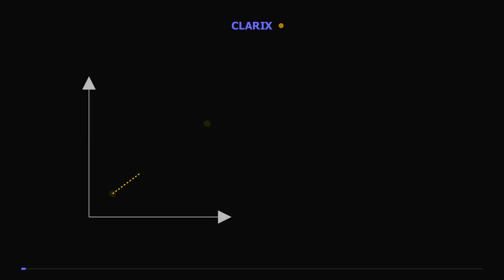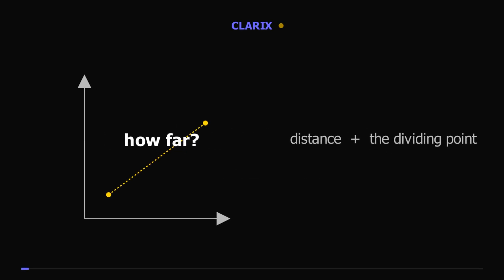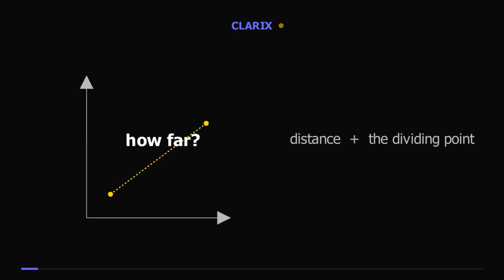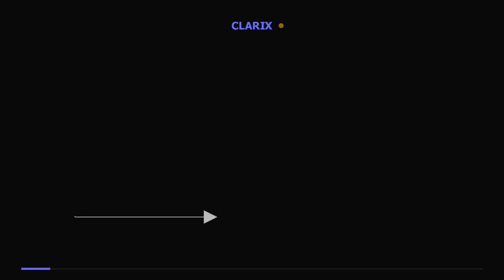Two dots on a graph, how far apart are they? Exactly. And if a point splits the line between them in a 3-to-1 ratio, where does it land? Coordinate geometry answers both with two formulas, and once they click, you'll never count squares on graph paper again. Let's build them. Start with distance.